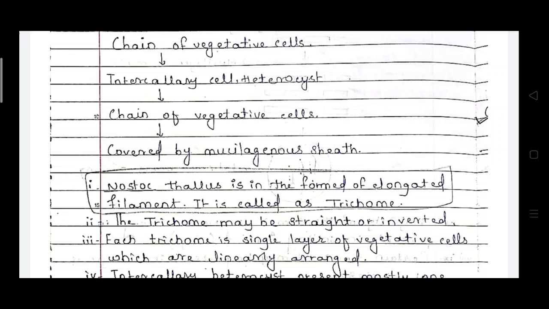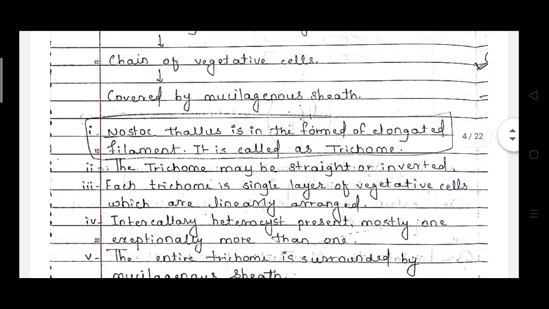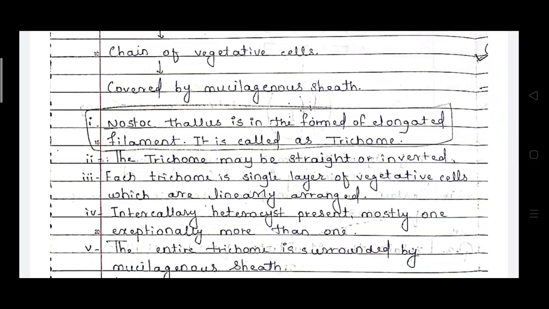All these vegetative cells as well as the heterocyst are covered by the mucilaginous sheath. So the Nostoc thallus is in the form of elongated filaments and is called the trichome.